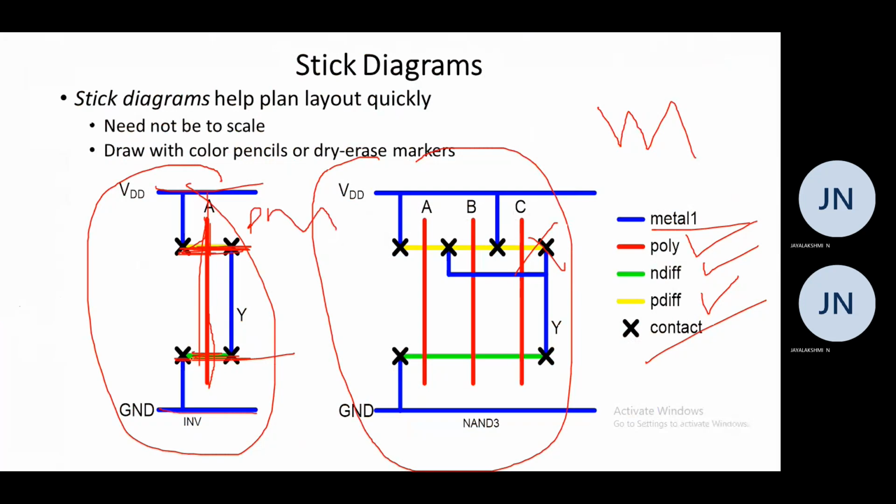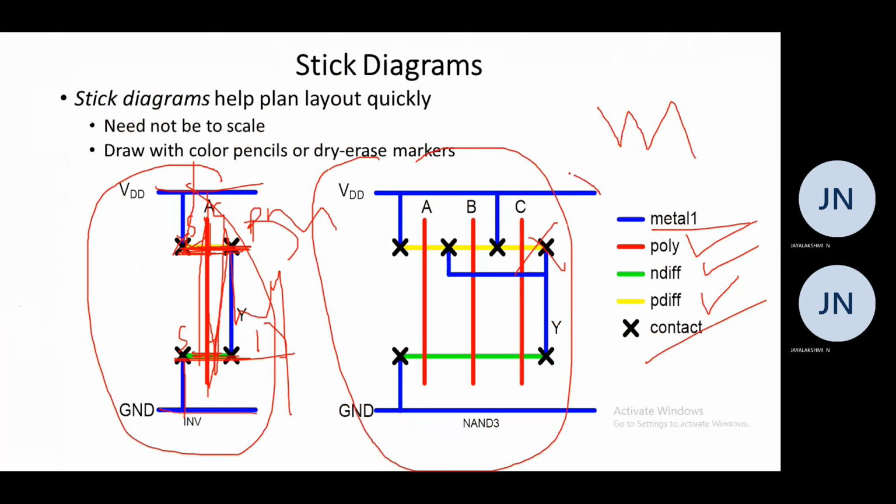Here also green color indicates the N diffusion. When the gate crosses the N diffusion, there will be a formation of an N transistor. So this is one contact source, this is gate, and this is drain. Here also source, gate, and drain. The source of PMOS should be connected to VDD, and the source of NMOS should be connected to ground. Similarly, the drains of both transistors can be given as output Y.